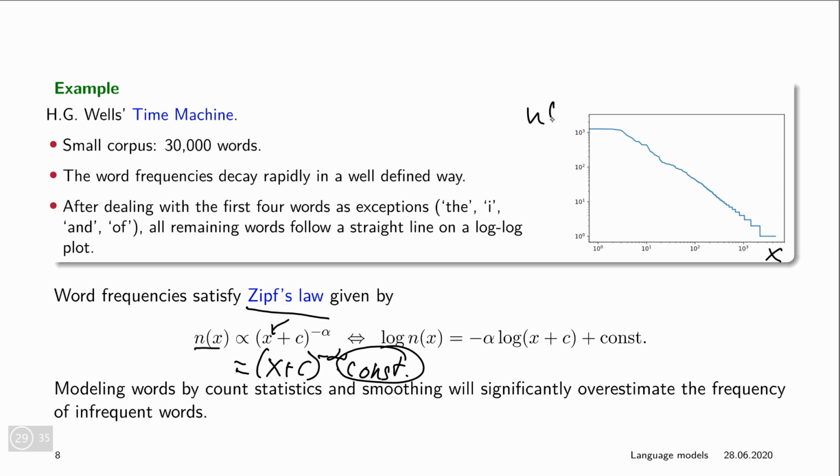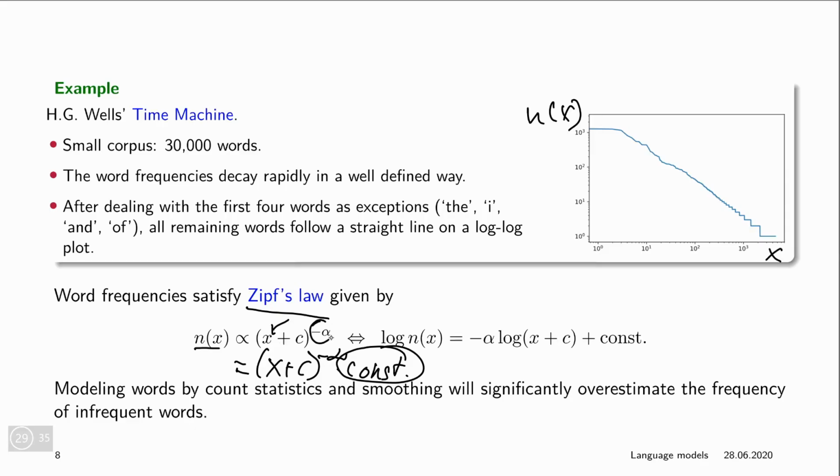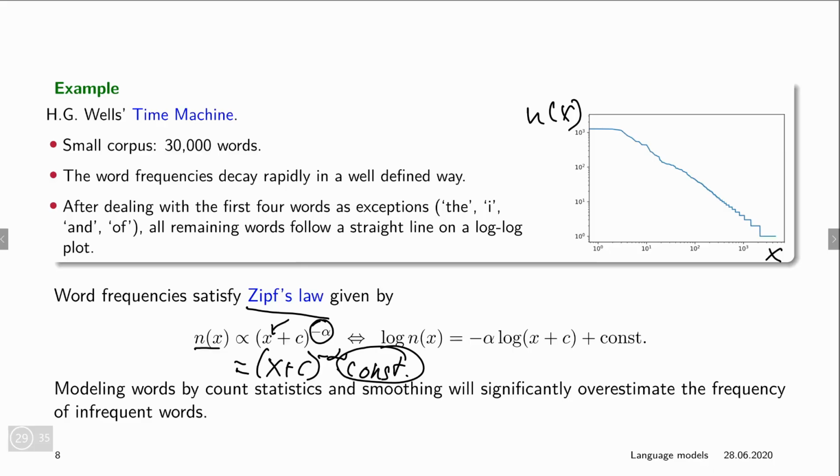And n of x is the number of occurrences of that word. So it means that the number of occurrences is something like x to a negative power. This is equivalent to saying that log of n of x equals minus alpha, so this is the slope here, minus alpha, times log of x. And here we actually are on a log-log plot, so this is what we're seeing here. So this is the slope here, minus alpha.